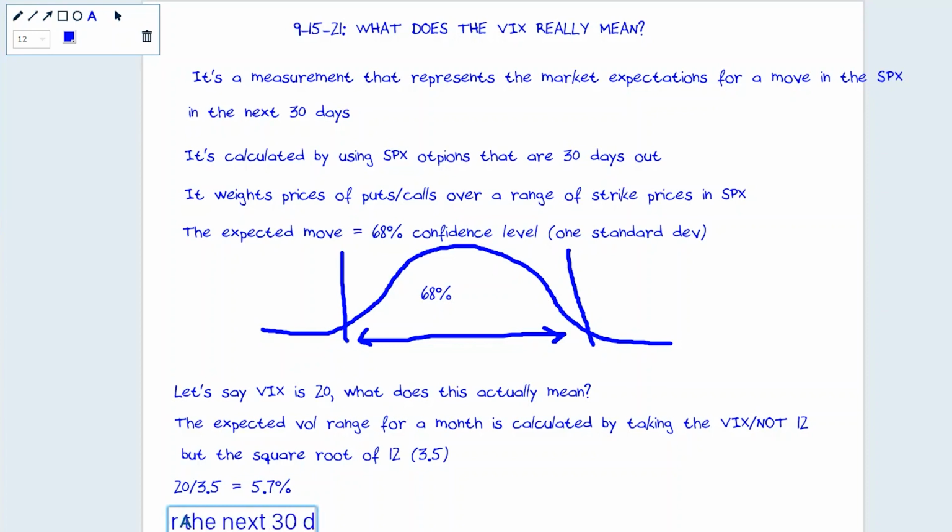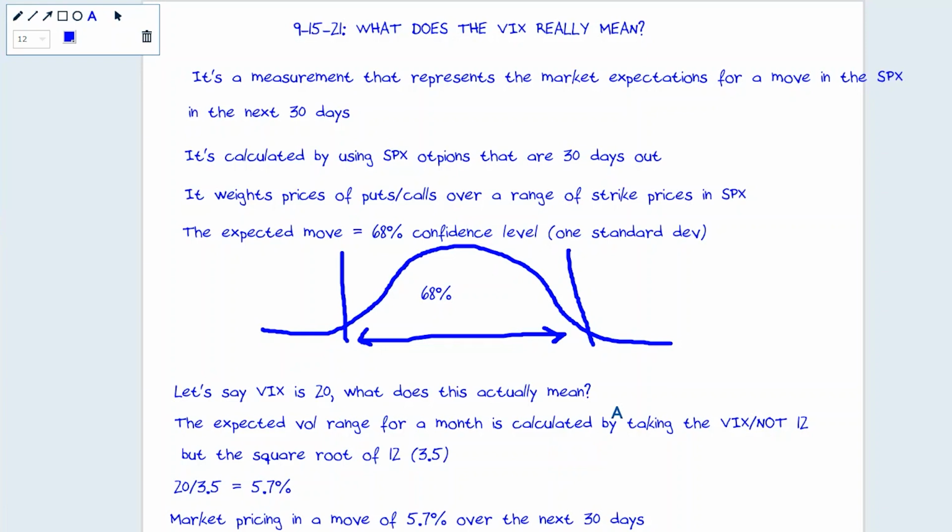the next 30 days. Again, this doesn't tell us direction, just like when we figure out the expected move when we're looking at a stock. It doesn't tell us direction. It just guides us to the size of the move.